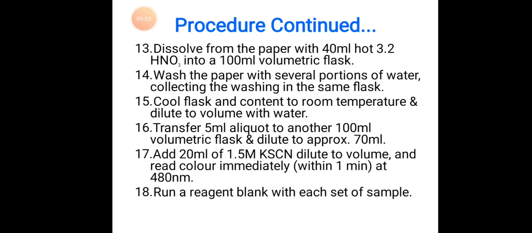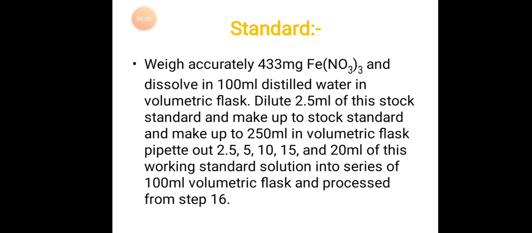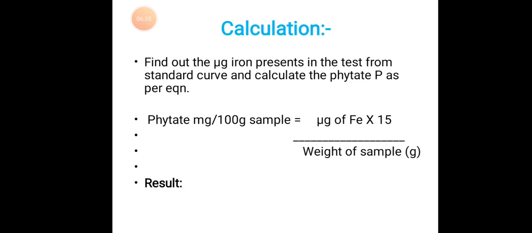Run a reagent blank with each set of samples. Standard: weigh accurately 433 mg FeNO3 taken thrice and dissolve in 100 ml distilled water in a volumetric flask. Dilute 2.5 ml of this stock standard and make up to 250 ml in a volumetric flask. Pipette out 2.5, 5, 10, 15 and 20 ml of this working standard solution into a series of 100 ml volumetric flasks and process from step 6.